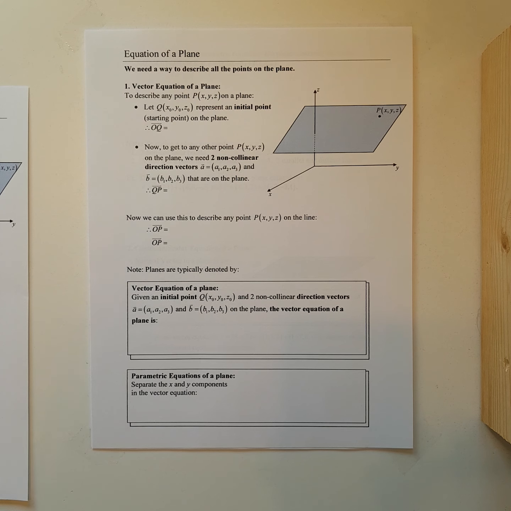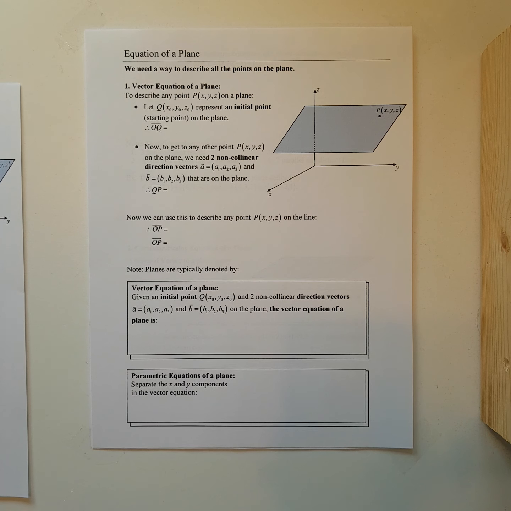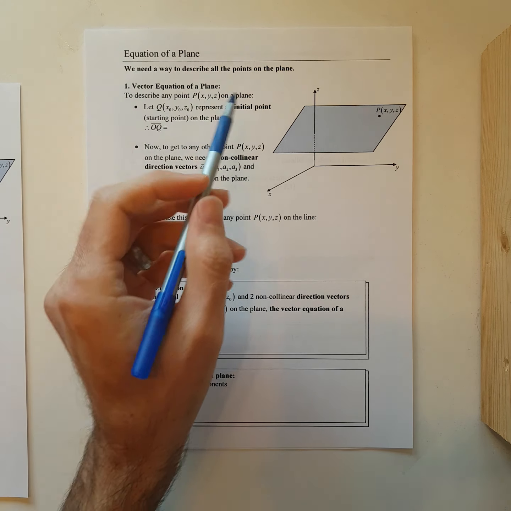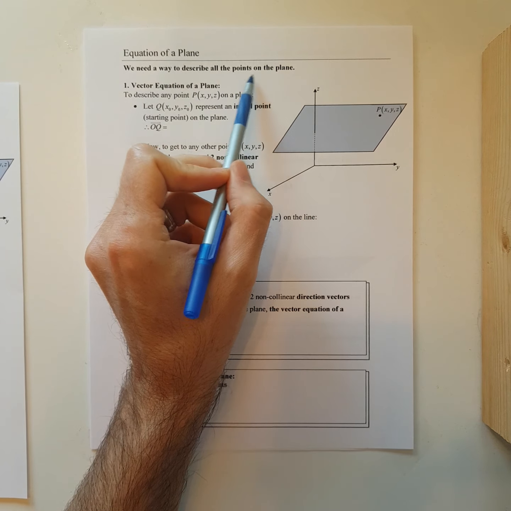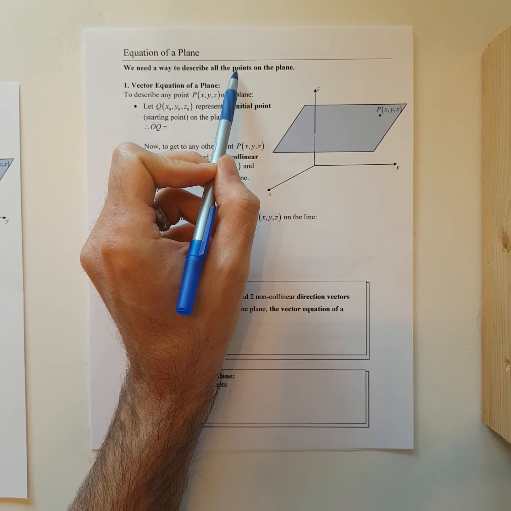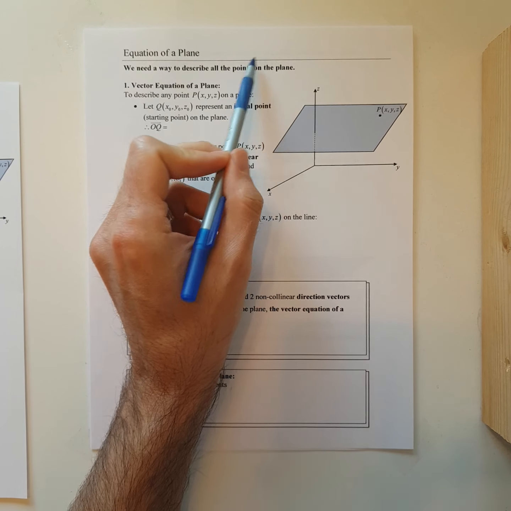Hello everyone. So today I would like to extend what we did in our last lesson, which was the equation of a line, and extend that now to the idea of how do we find the equation of a plane. It's the same idea. Whenever we have the equation for a line or for a plane, the idea is that we need some way to be able to describe all of the points. And in this case, instead of just a line, we're now trying to describe all the points that are on a plane.